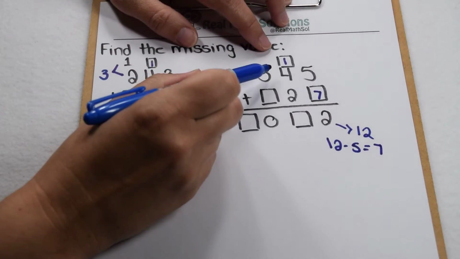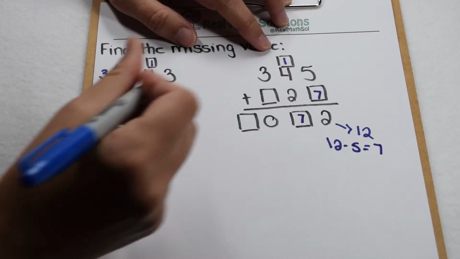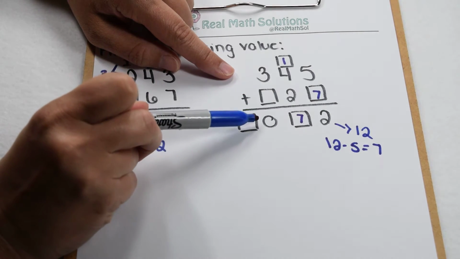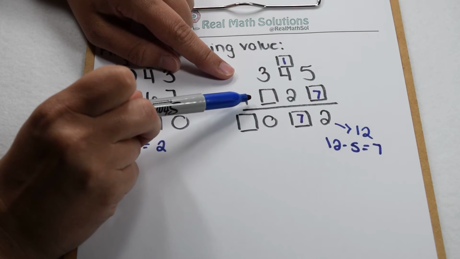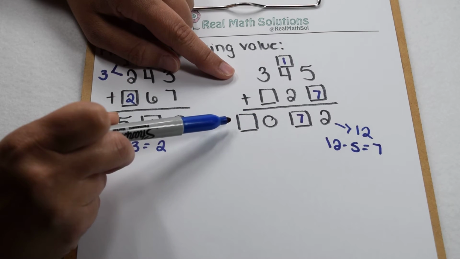So now I can finish out this column. 4 plus 2 gives me 6, plus my carried 1 gives me 7. And then in my hundreds column, it shows me that 3 plus something gives me 0. Well, I know I can't add something to 3 to get 0, but I see I'm also going to have a value in my thousands place.